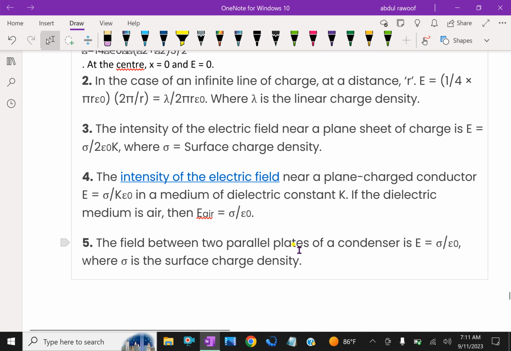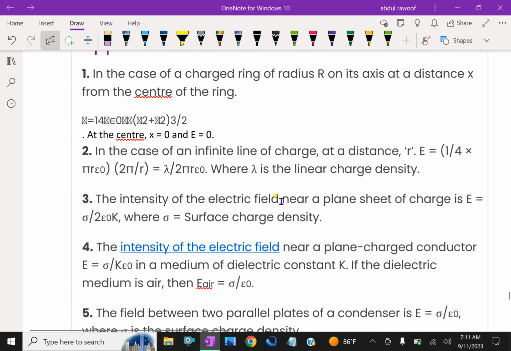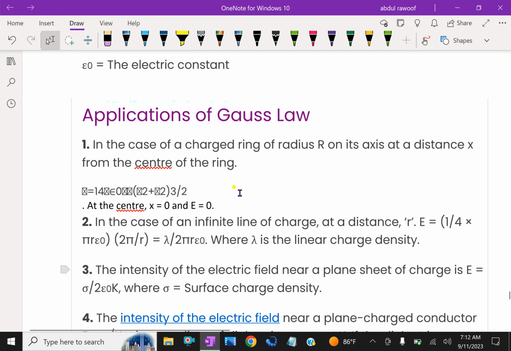That means Gauss law is used for these fields, like spherical space and radial cylindrical space as well as line integrals. In all these forms, Gauss law is applicable.